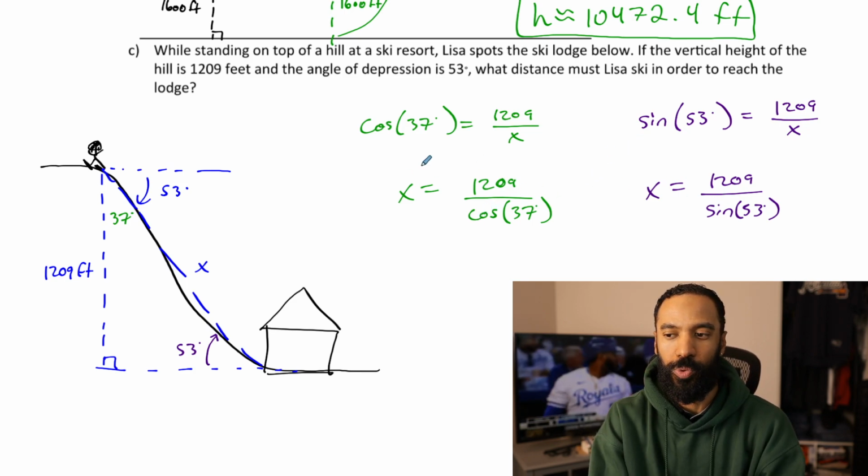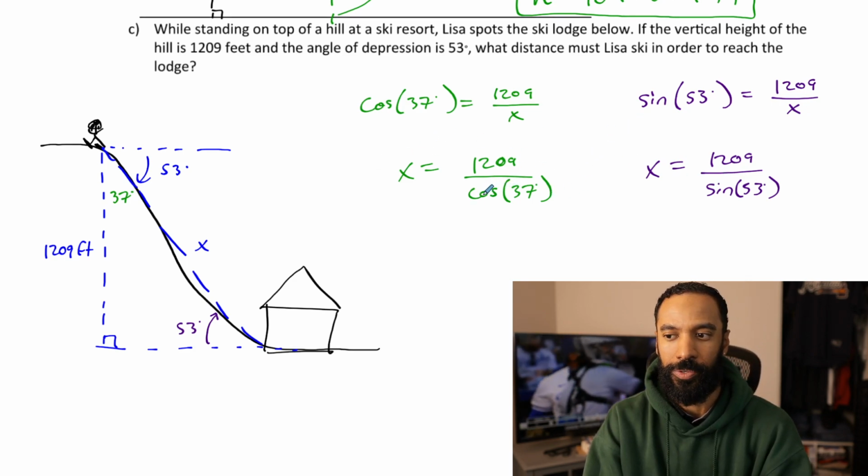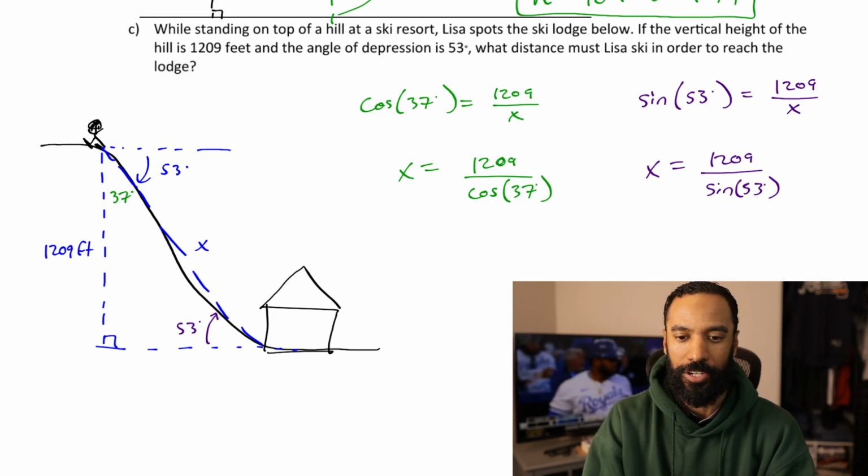In fact, if these are both 1209 on top, what this is actually telling you is cosine of 37 and sine of 53 are actually the exact same number. Don't believe me? Let's just type those in. Cosine of 37, sine of 53. Those are just the same number. I mean, it's literally the same thing.